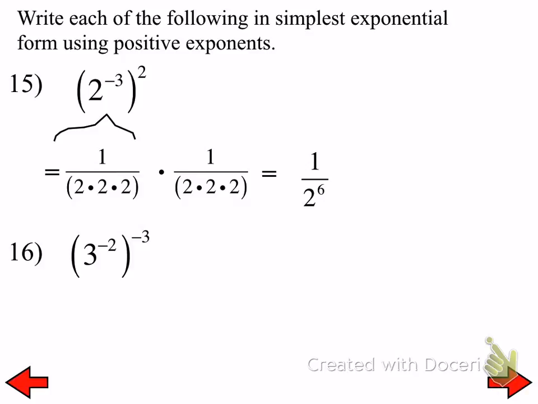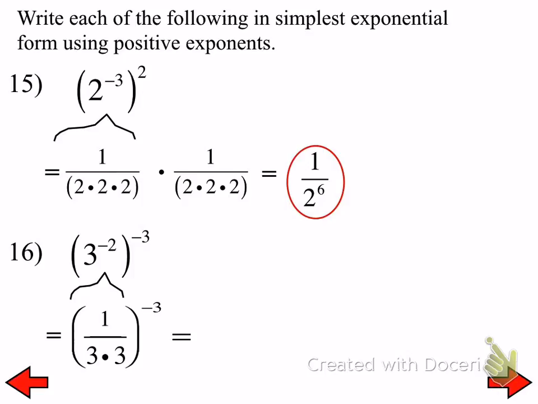Look at number 16. Number 16, I need to get rid of the negative exponent. The way that I do that is I find the reciprocal. So that first exponent of negative 2, the way that I make that a positive is I find the reciprocal. But notice I still have a negative exponent, don't I? So I have to deal with that. So I have to take this now and find the reciprocal and list it out 3 times.